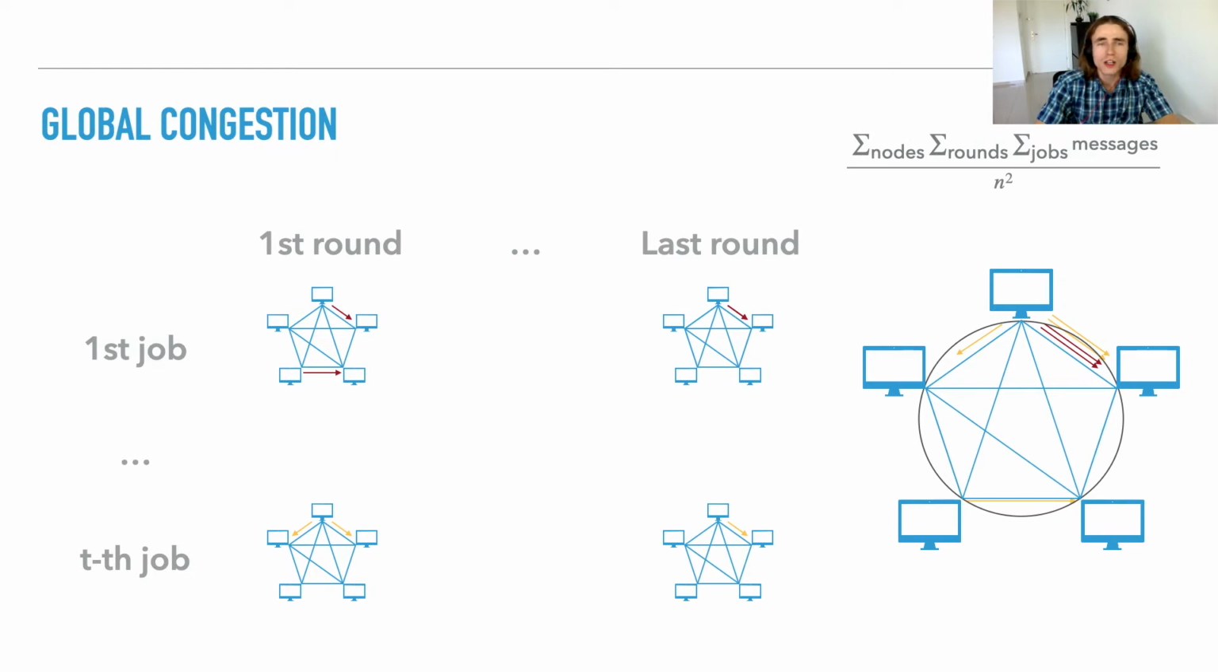Finally, we define global congestion as the total number of messages of all nodes in all jobs and over all rounds. Basically, the sum of message complexities of all jobs, normalized by the n squared per round bandwidth of the congested clique model. This is clearly a lower bound for the number of rounds scheduling of the set of jobs takes.